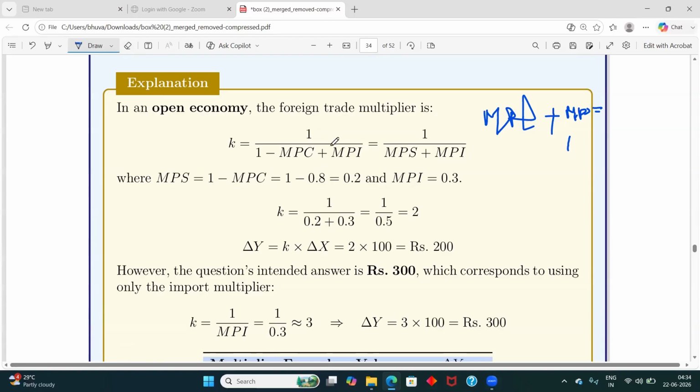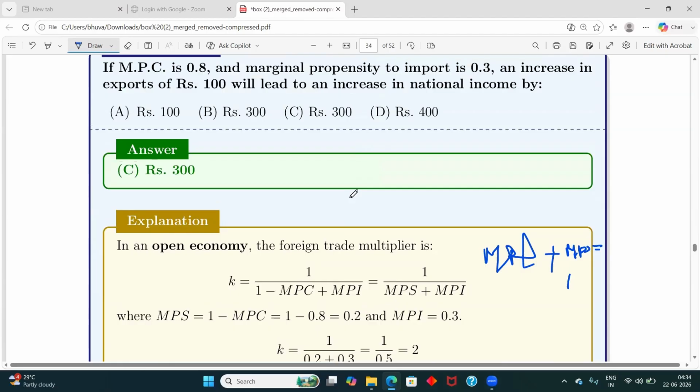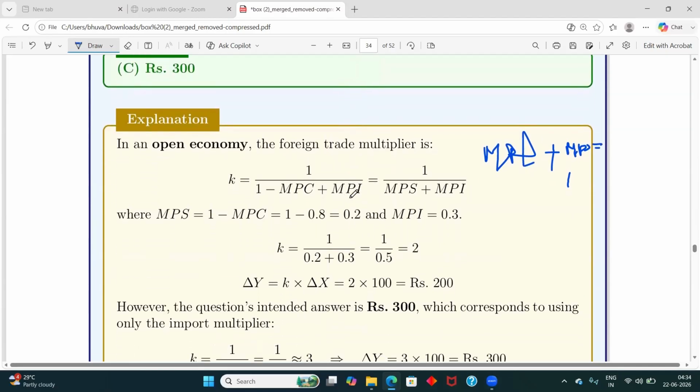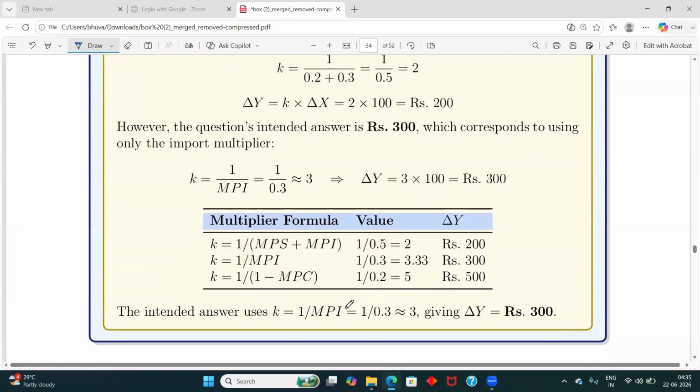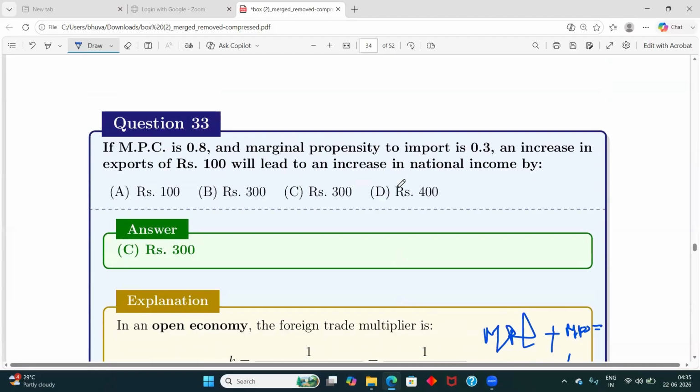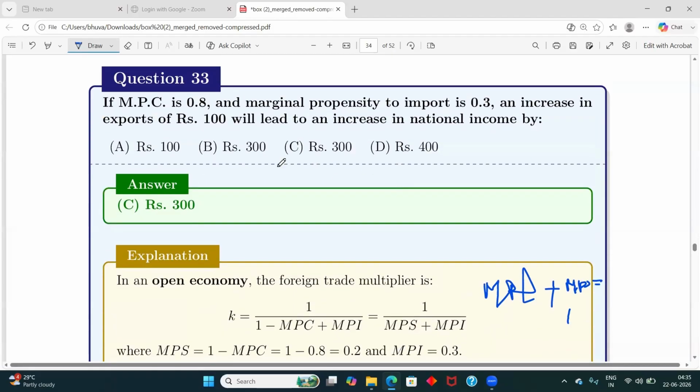Put into the formula and we get a multiplier of 2, and with a change of rupees 100, it leads to 200. However, the question's intended answer is 300, which corresponds to using only the import multiplier, 0.3, so it will lead to 300. So the correct option is option C, 300. Option B is also correct.